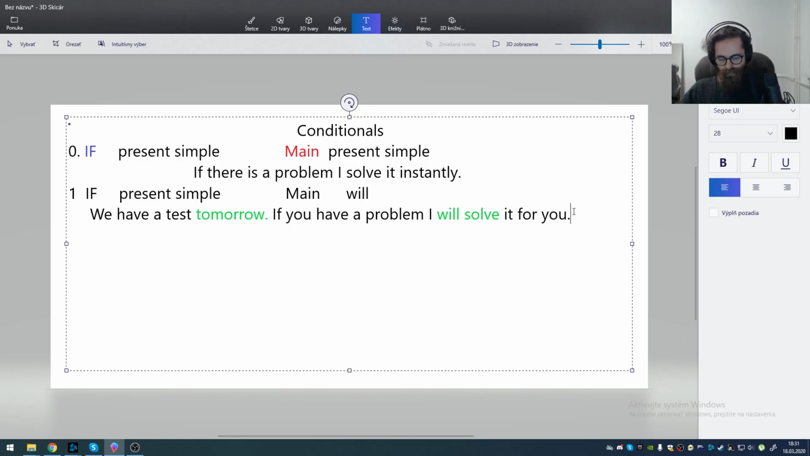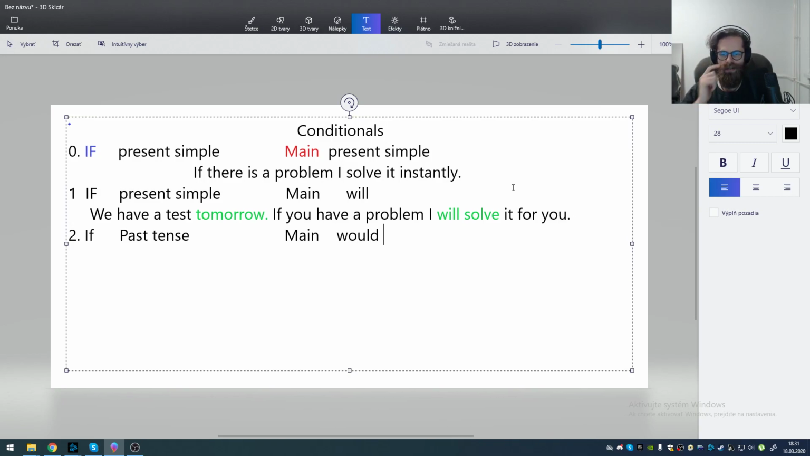Good. Let's get back. And number 2, if, as usually, now there is a change. Past tense and would. This one's a little bit different. These two are realistic. Number 2 is kind of unreal, kind of wish, something that is not happening, is not possible, but if it were, it would be like this. So already kind of sad. What would that be?